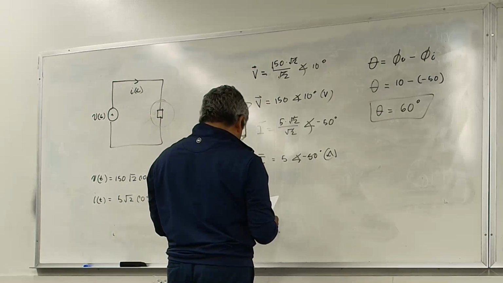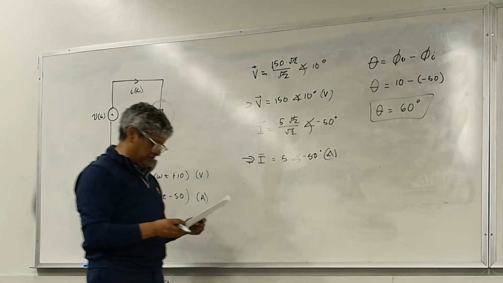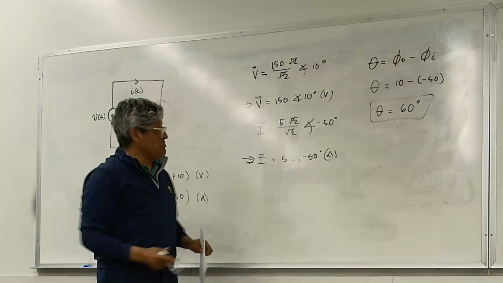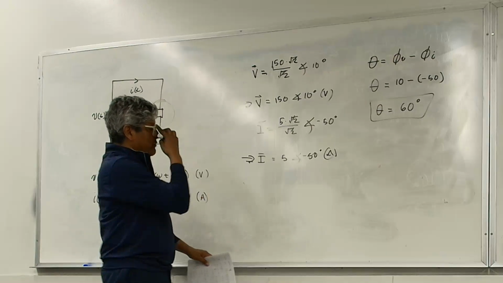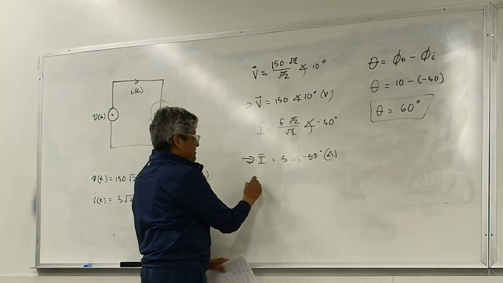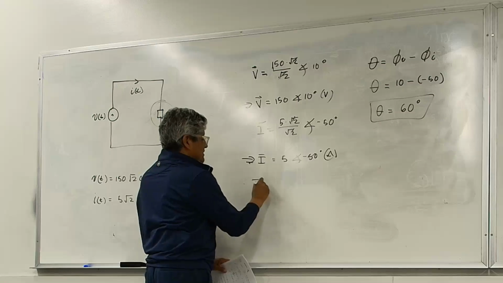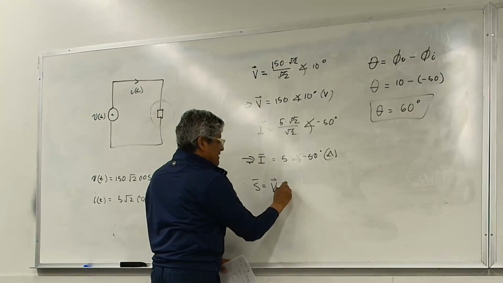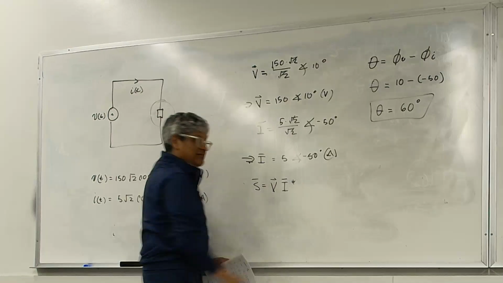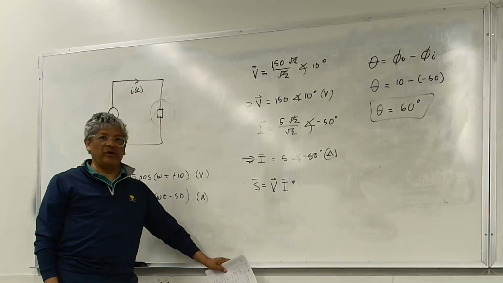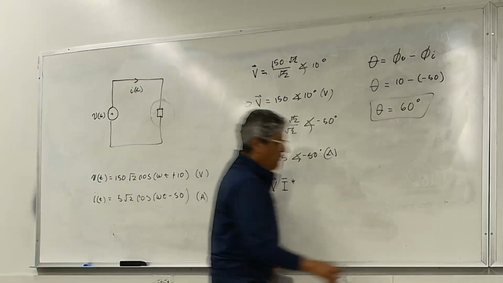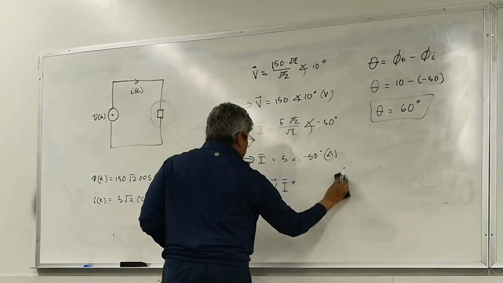Then there are actually two ways to do this problem. One way is that you write this equation: S is equal to V phasor times I phasor conjugate, right? That's one way. Don't forget that this is the conjugate. Or we'll do it the long way.